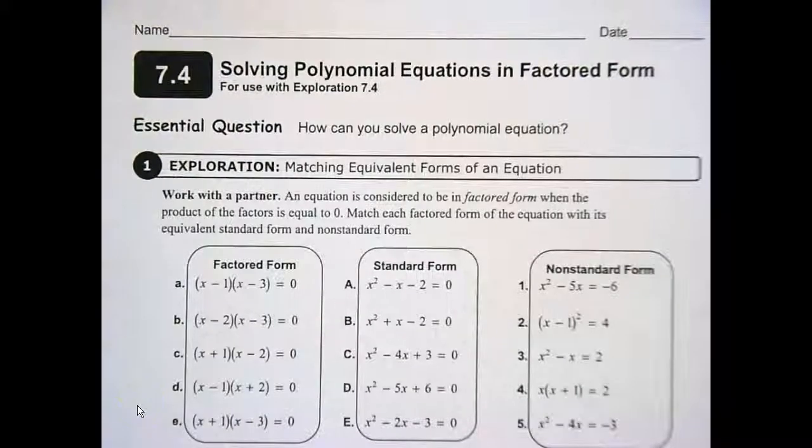We're going to be solving polynomial equations in factored form. So the first thing I want you to do is on page 219 of your student journal. Take a look at that. I want you to complete exploration number 1 with the person next to you. Okay? On exploration number 1, you're supposed to be matching the 3 different pieces here.